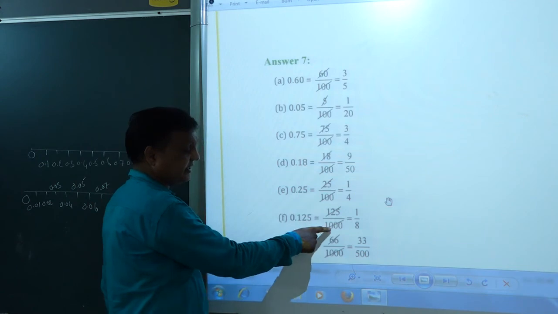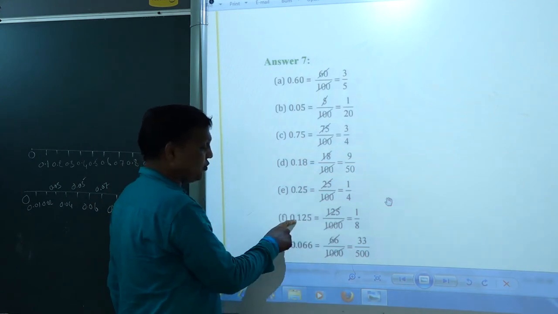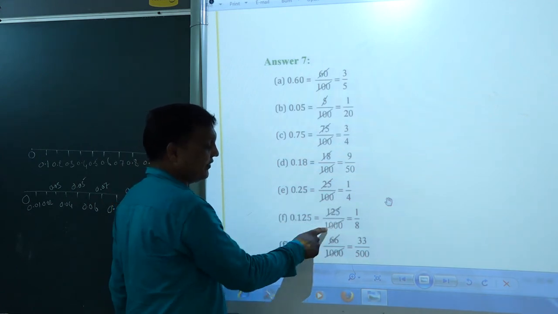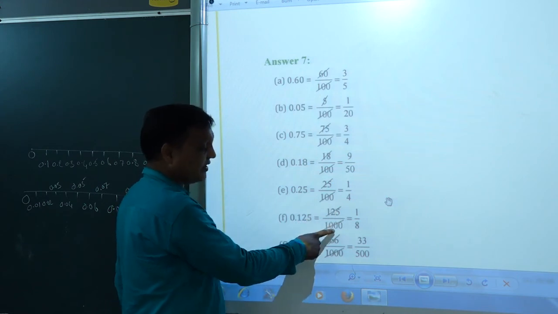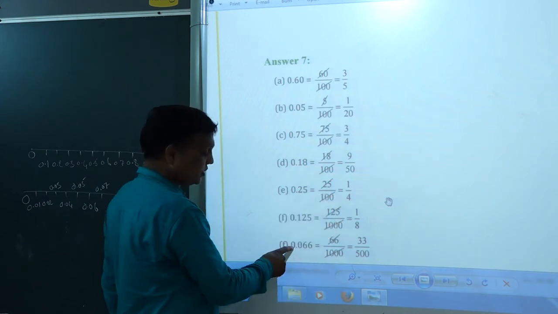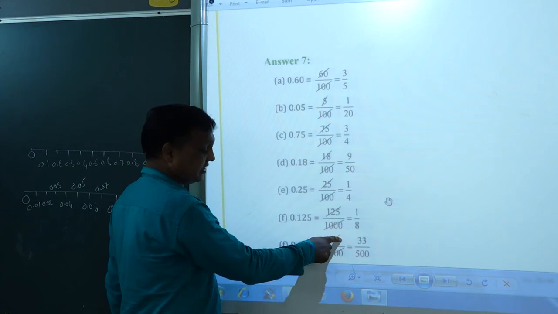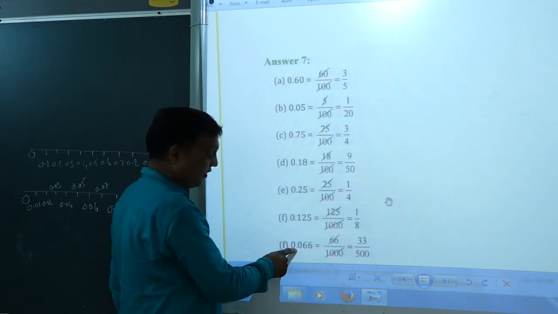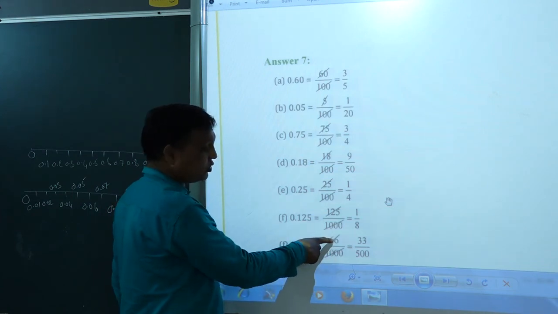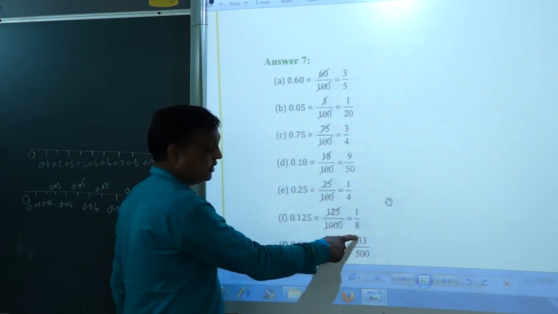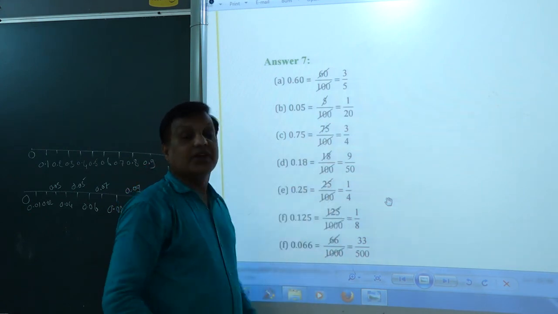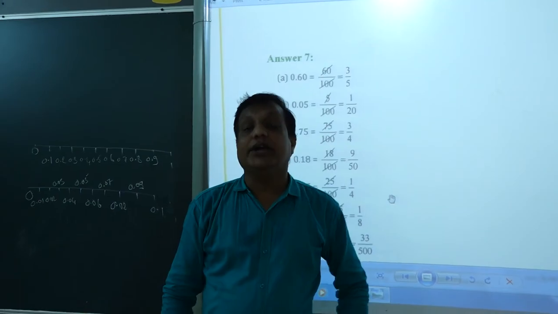Now 3 digits are there, that's why we put 1000 here. So 0.125 became 125 upon 1000. 125 ones are 125, 125 eights are 1000, so 1 upon 8. Now the last question, 0.066. So 66 upon 1000. Why 1000? Because after the decimal there are 3 digits, so 3 zeros. So 2 thirty-threes are 66, 2 five hundreds are 1000, so 33 upon 500. So here we conclude exercise number 8.2.